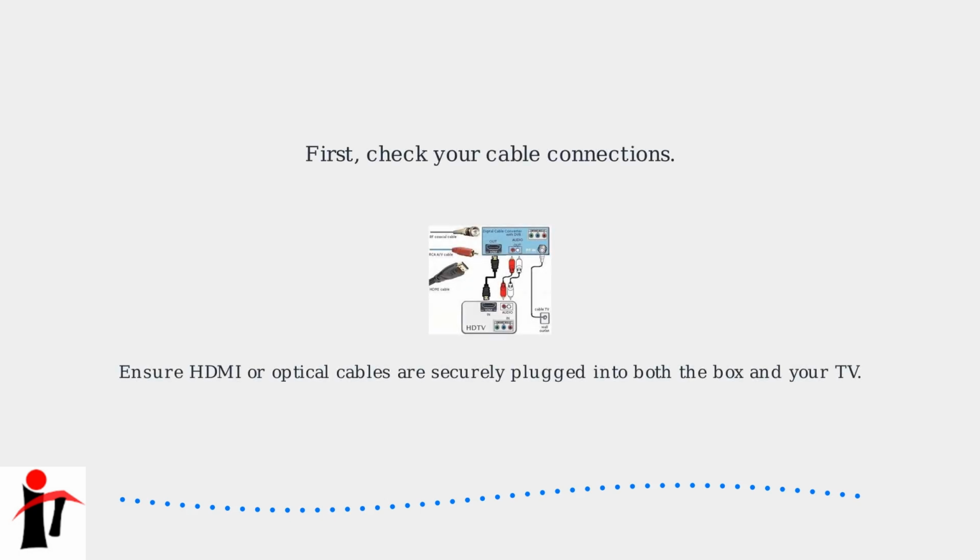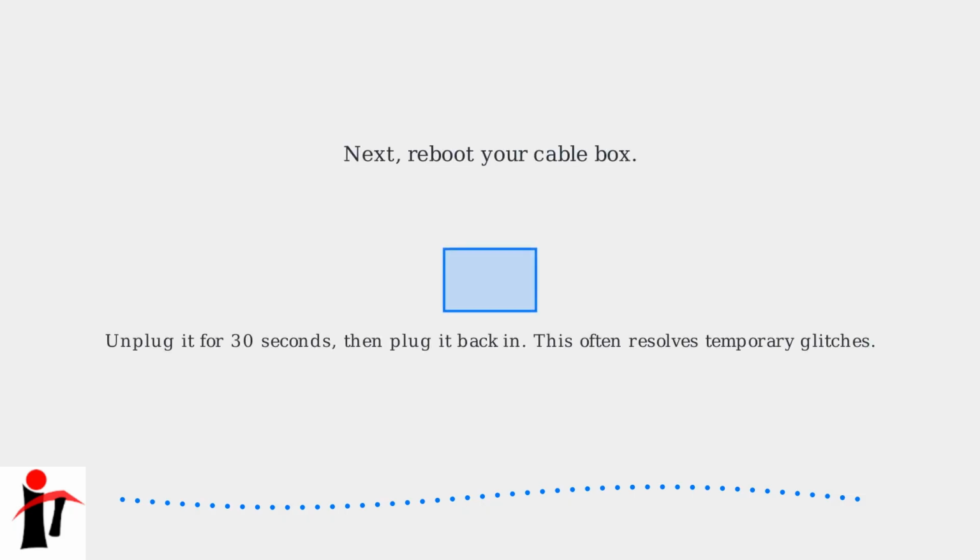Experiencing sound problems with your Spectrum cable box? First, check your cable connections. Ensure HDMI or optical cables are securely plugged into both the box and your TV. Next, reboot your cable box by unplugging it for 30 seconds, then plug it back in. This often resolves temporary glitches.